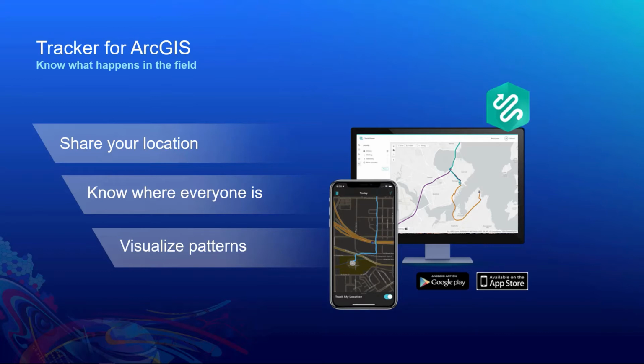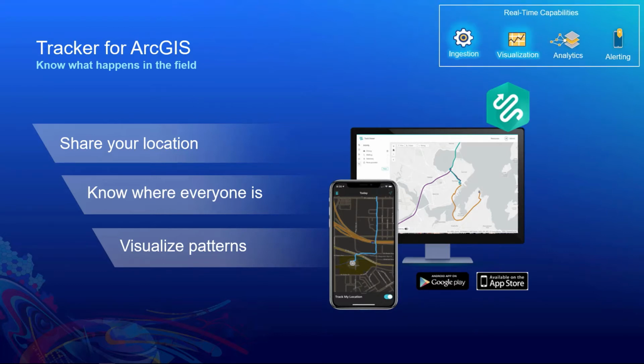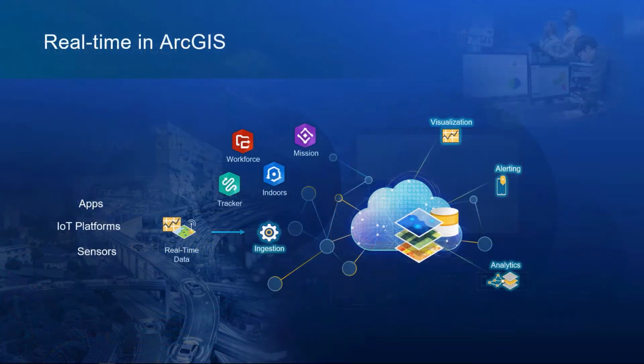Tracker is a useful solution for things like event situational awareness, proof of work for organizations that need to do frequent inspections, and also level of service commitments. In terms of real-time functionality, it has both ingestion and visualization capabilities. So that's some of the ArcGIS products that support real-time ingestion of data.